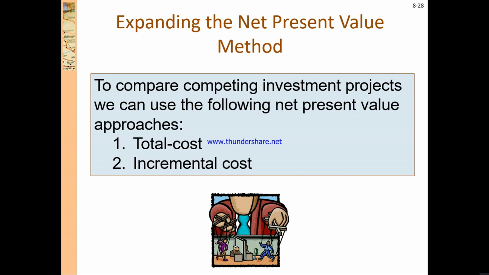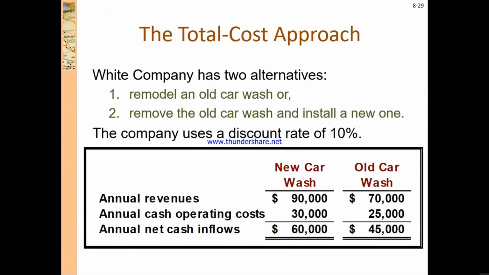To compare the competing investment projects, we can use the net present value approach in two ways. Number one, by total cost, and number two, by incremental cost. So, the total cost approach. White company has two alternatives: remodel an old car wash or remove the old car wash and install a new one. The company uses a discount rate of 10%. Then what will be the result?